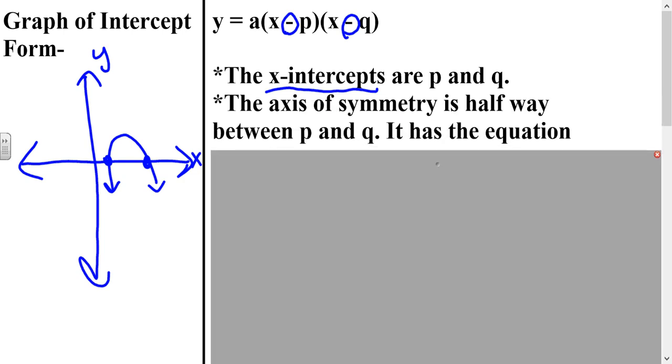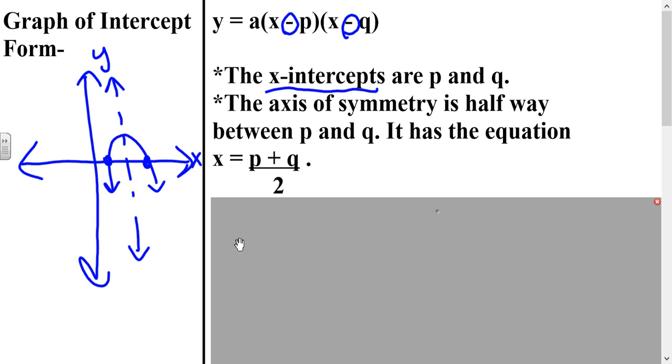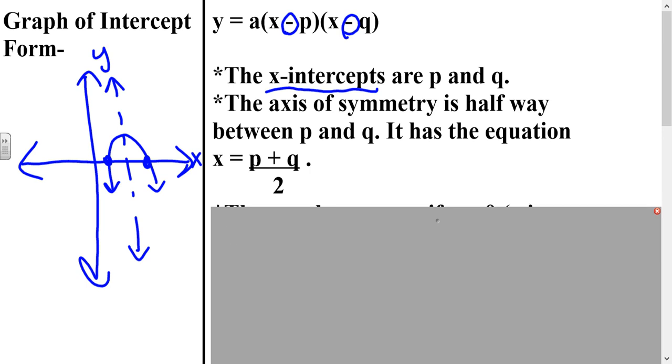Okay, the axis of symmetry has to be halfway between the 2 x-intercepts. It has to be in the middle. So if I want to find the axis of symmetry, I can just find the point that's in between these two if it's easy. Or if it's not as easy, like I have fractions or something, then I can use the equation (p plus q) divided by 2. So if you take those 2 numbers, you add them together, and then you divide by 2, you can find the middle of those 2 numbers, kind of like finding the mean.